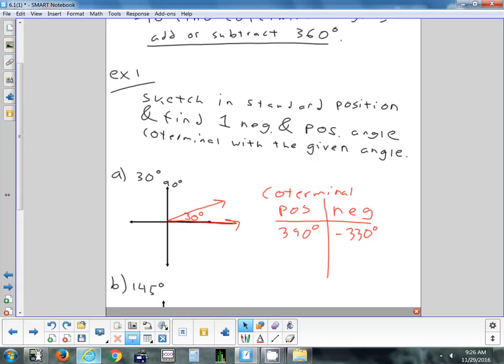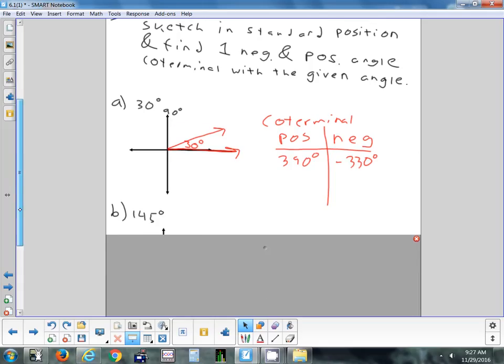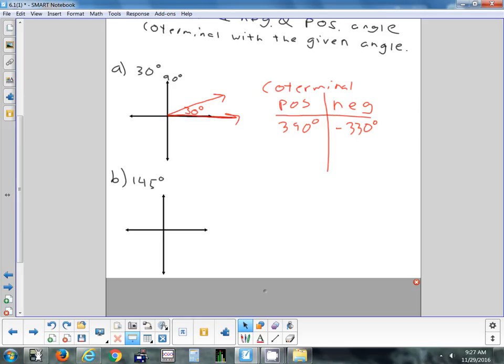How about 145? Let's see if we can just make a sketch first. Always put your initial side here. Where would the terminal side be? Let's start with the quadrant. It's going to be in the second one, the upper left. Let's think of positive.